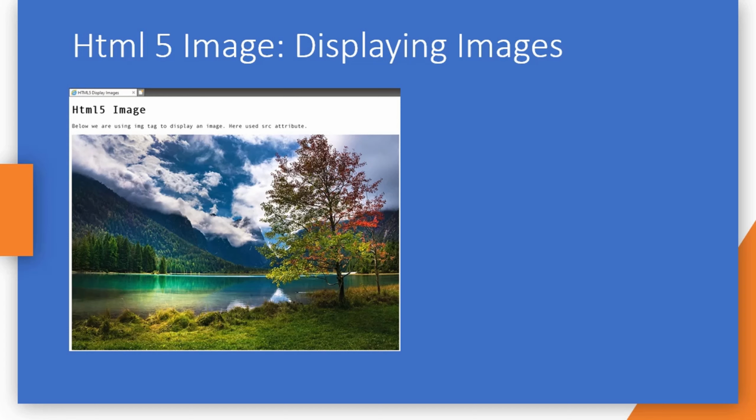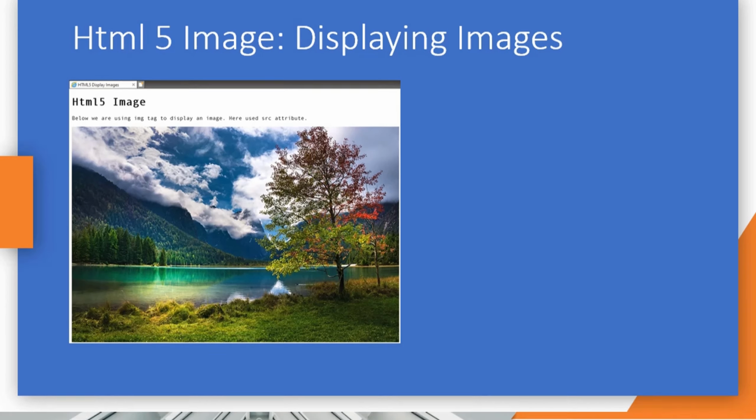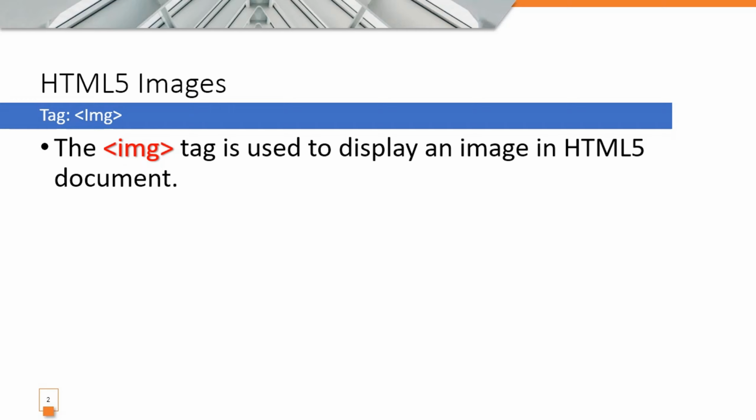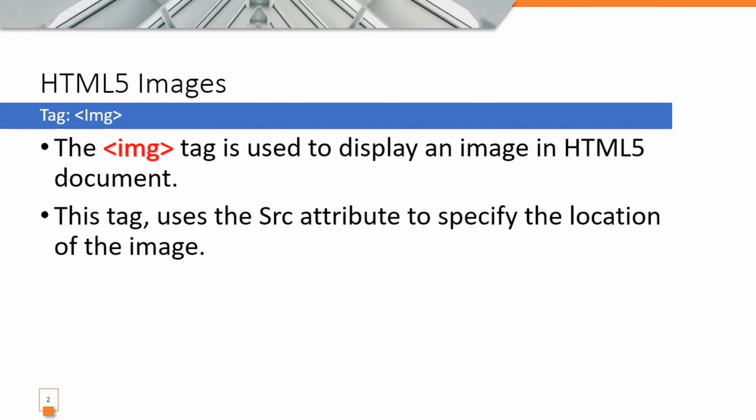Hello friends, in this video we are going to look at displaying the image in HTML document. So the tag used is image tag, Img. This Img tag is used to display an image in HTML5 document. This tag uses the src attribute to specify the location of the image.